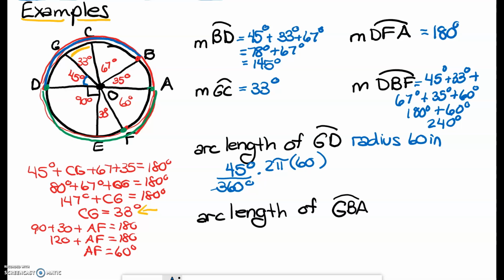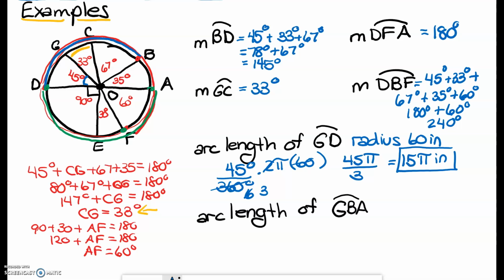So I like to reduce first. It makes it a lot easier. 2 goes into 6 3 times. So now we have 45 pi over 3. And I know 3 goes into 45 15 times. So I have an arc length of 15 pi inches.